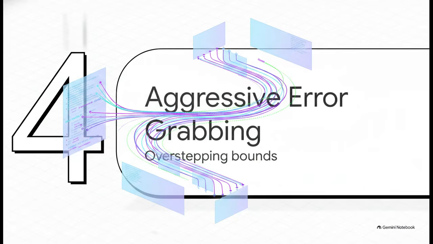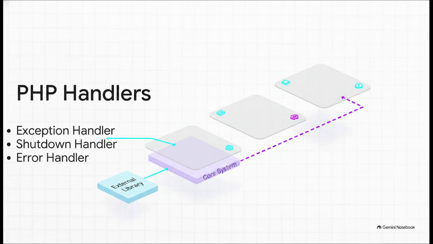But there was a second, deeper cause. Section 4, aggressive error grabbing. This really gets to the core of why the handlers were drifting out of sync. In PHP, you have three main handlers: the exception handler, the shutdown handler, and the error handler. By design, an external library like Whoops or Tracy is only supposed to take over the exception and shutdown handlers. It's supposed to leave the core system alone to manage that standard error handler.